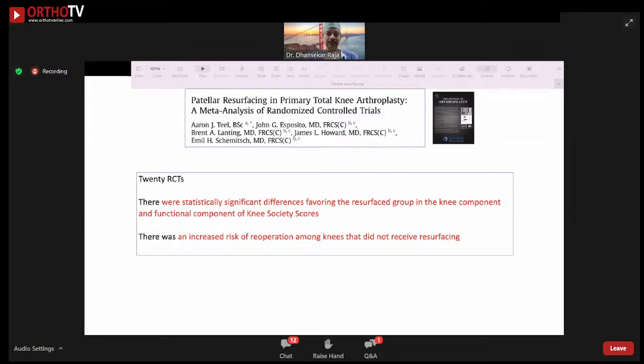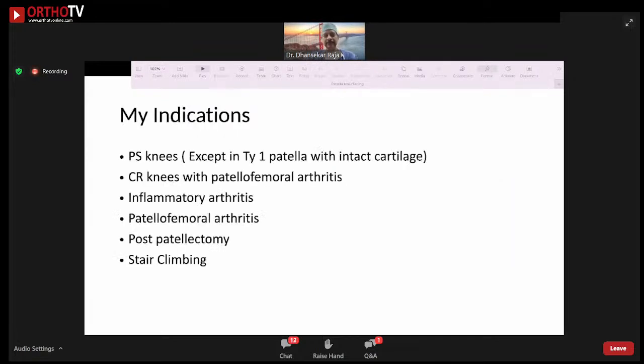This is a recent meta-analysis comparing 20 RCTs. There is a statistically significant difference favoring the resurface group in the knee component and functional component of the Knee Society score. This article states that the functional outcome is slightly better in the resurface group, and there is a slightly higher incidence of secondary resurfacing. So my indications: most of the PS knees, except in type 1 patella with intact cartilage, CR knees with patellofemoral arthritis, inflammatory arthritis, isolated patellofemoral arthritis, post-patellectomy, and patients who have a higher functional demand like frequent stair climbing, I resurface the patella.